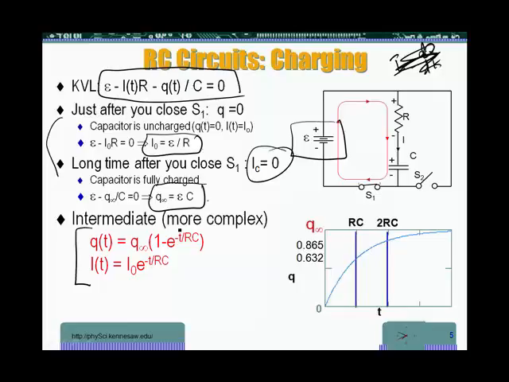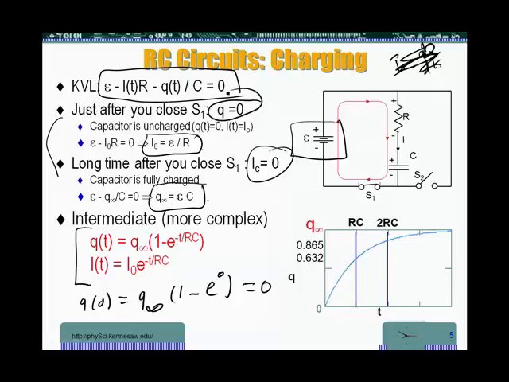Now, at t equals 0, what do we have? Q of 0 is Q infinity times 1 minus exponential of 0. Exponential of 0, any number to the power 0 is 1. So my answer is going to be Q infinity times 1 minus 1, that's 0. So Q at time t equals 0 is 0. That's what we have here.